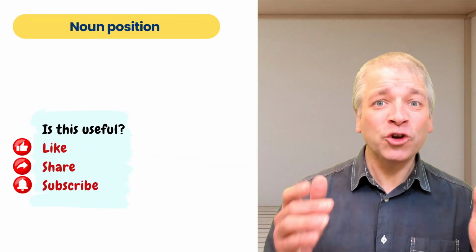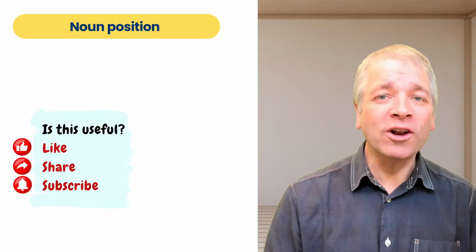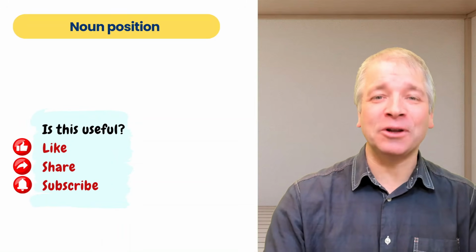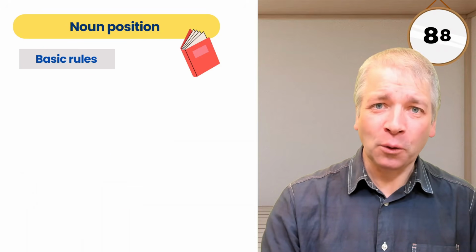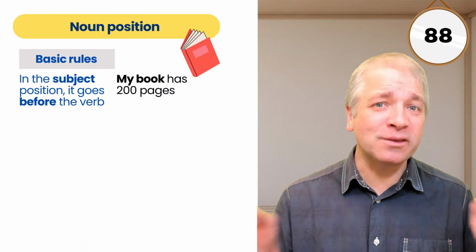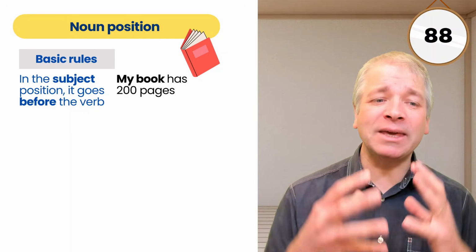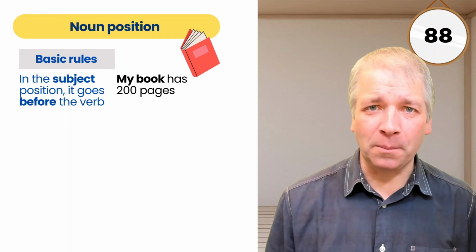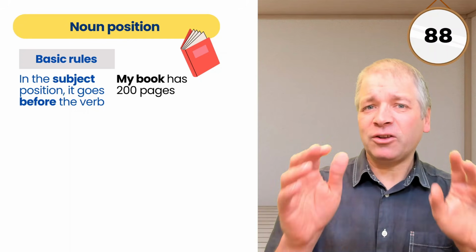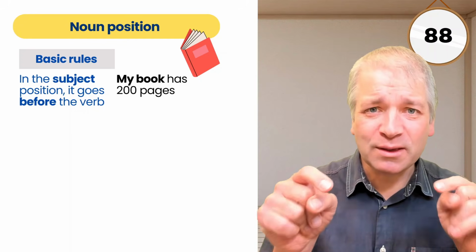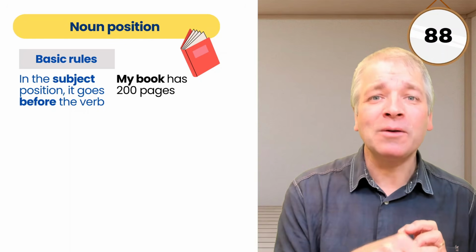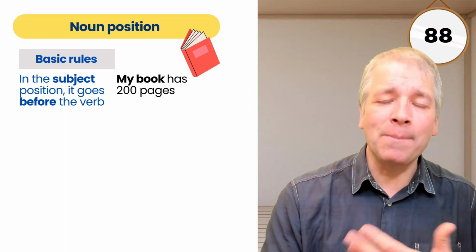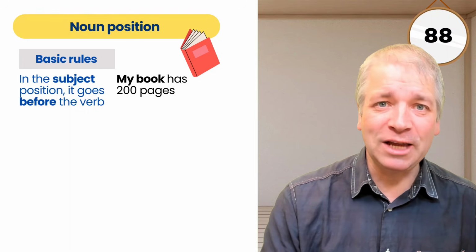Now let's move on to noun position. What are the different positions that you can put a noun in? Let's start off with the basic rules. First of all, nouns can go in what's called the subject position. That's at the beginning of the sentence before the verb. This makes the subject, the noun, the most important word in the sentence. And what comes afterwards is all about this subject. For example, my book has 200 pages.